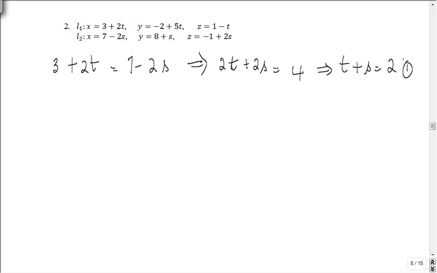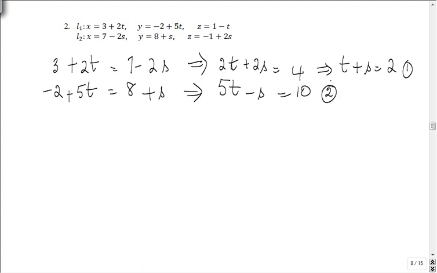Do the y's. Minus 2 plus 5t equals 8 plus s. That gives me 5t minus s equals 10. The last one: 1 minus t equals minus 1 plus 2s. That gives me t plus 2s equals 2. Third equation.